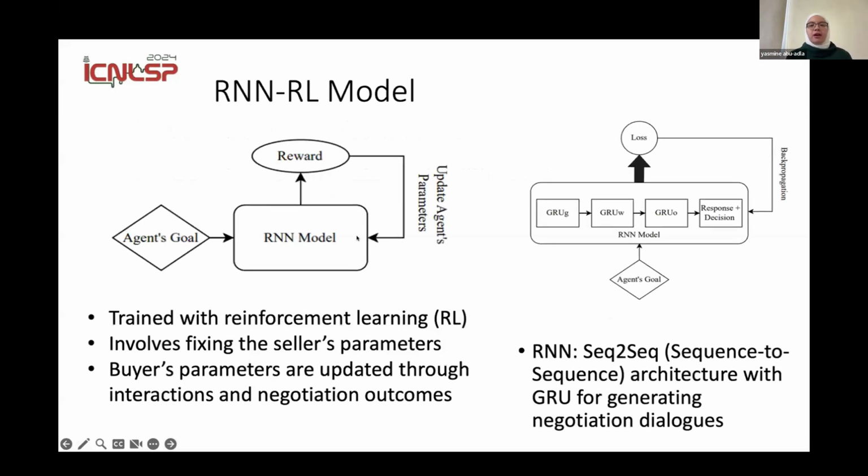So in this case, we then trained a sequence-to-sequence model, which was based on gated recurrent unit components, GRUs. The RNN component first takes one agent dialogue and produces another agent response. That's why we have 3 GRUs: the GRUG, which encodes the goals; the W, which generates responses based on previous tokens and goals; and the GRU0, which basically makes final decisions using bidirectional mechanism and attention.